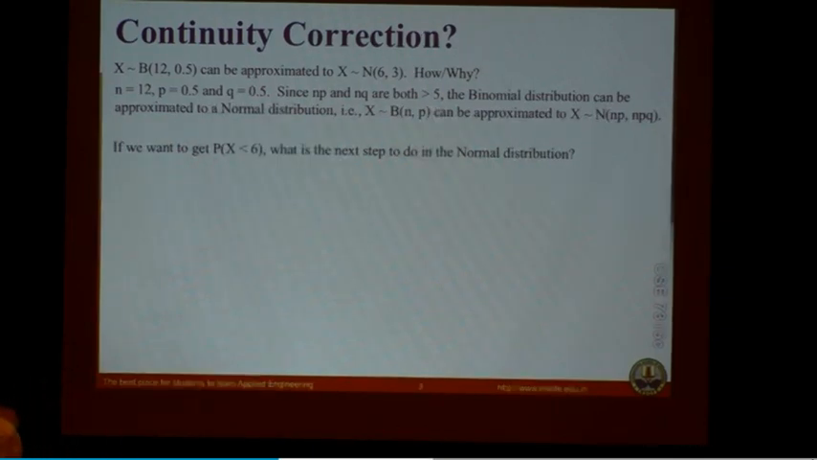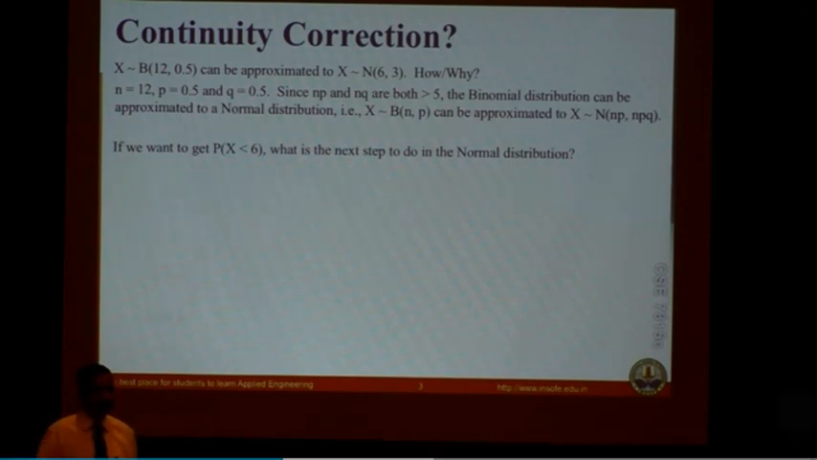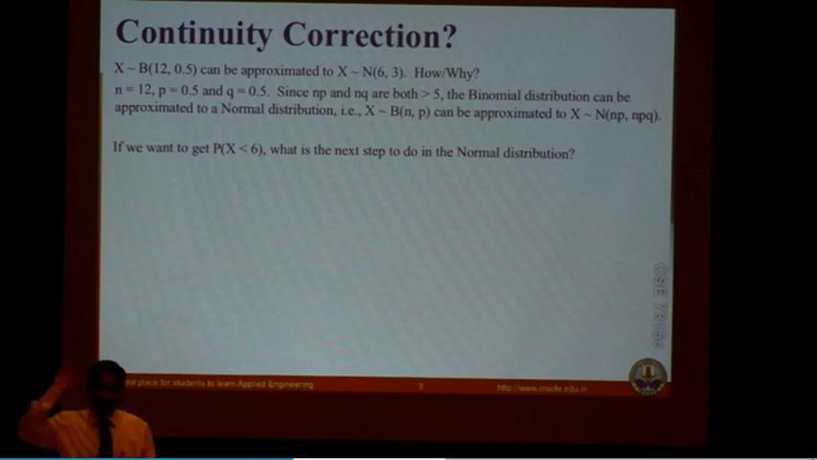Close. How do I get the probability of x less than 6 in normal? What's the first step I do? Z-score. Perfect. In normal distribution, if I ever ask you a question, you don't even need to listen to my question, you just say Z-score blindly and you will be right. In normal distribution, I can't do anything more than that: I can standardize and I can calculate probabilities.